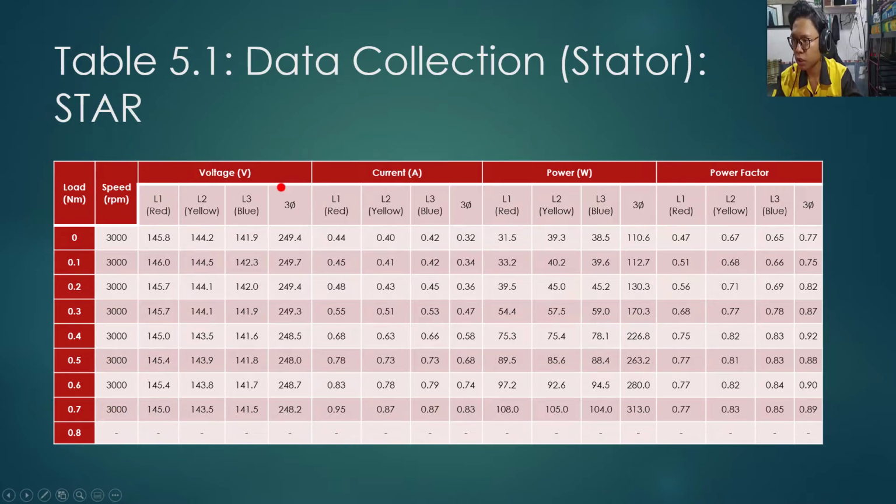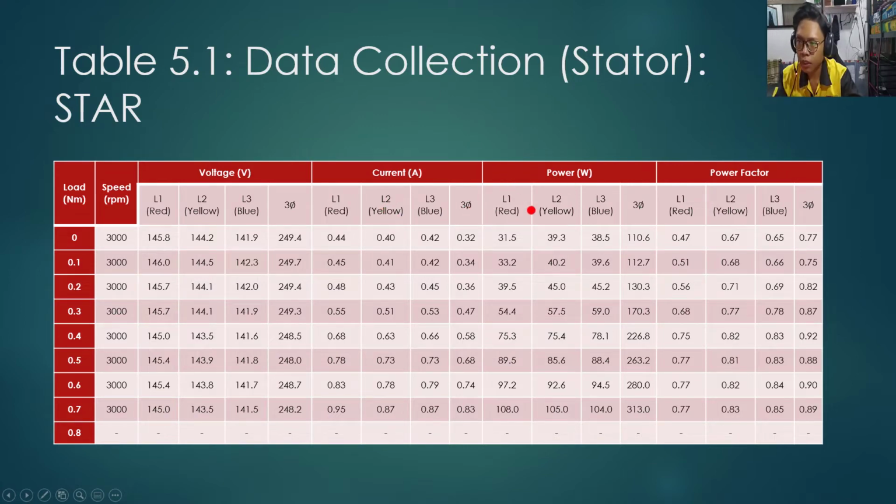At the voltage, the red phase, yellow phase, and blue phase have values around 145, 144, and 141 respectively, and the 3-phase is around 229 volts. For the current, the red, yellow, blue, and 3-phase values increase. For example, at the red phase, the value increases from 0.44 ampere to 0.95 ampere. This is due to the braking load increasing from 0 to 0.7, and the value also increases for the yellow line, blue line, and 3-phase.